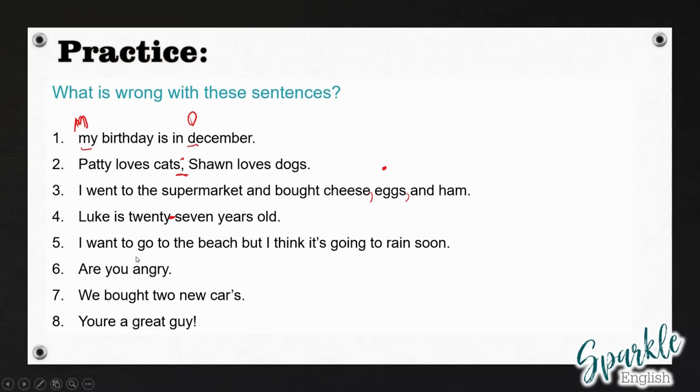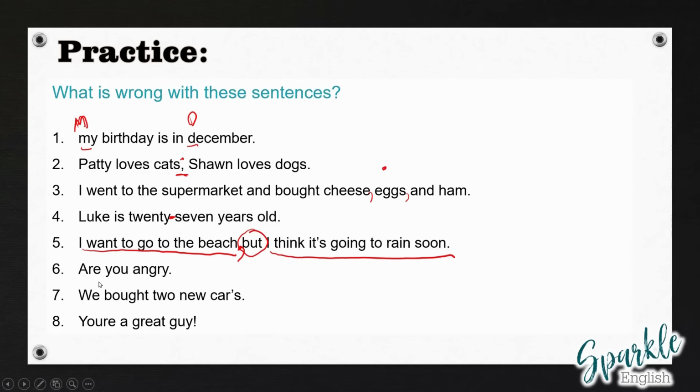Number 5, I want to go to the beach, but I think it's going to rain soon. Well, here we have an independent clause, I want to go to the beach, and I think it's going to rain soon. And both of these are connected by a conjunction. But a conjunction is not strong enough to combine two independent clauses. We need to add a comma before it. So I want to go to the beach, comma, but I think it's going to rain soon.